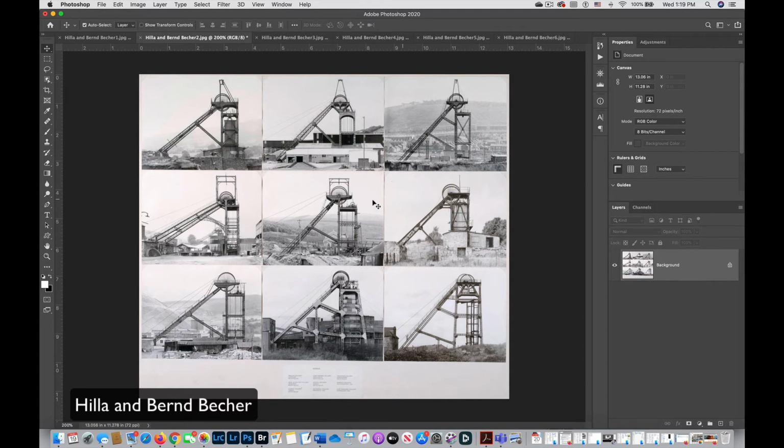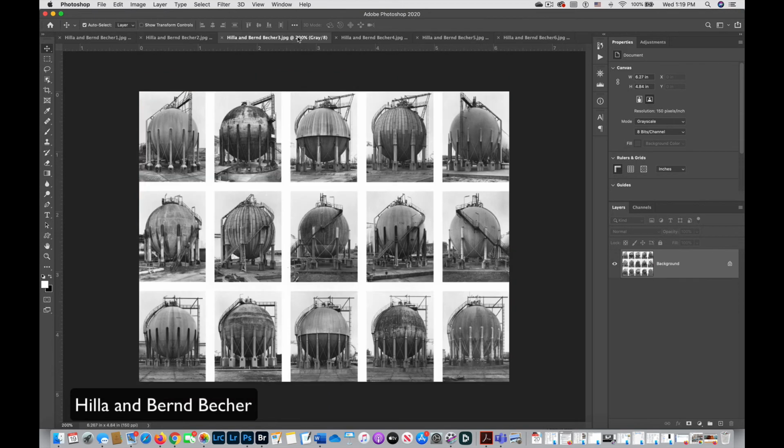These are all separate images. And down here at the bottom, this was in a show, these are the locations of these places and any important information they felt the viewer should know. Another grid. Same but different.